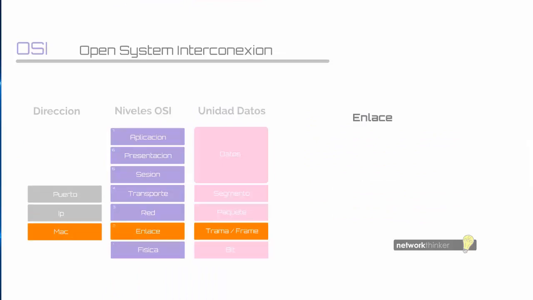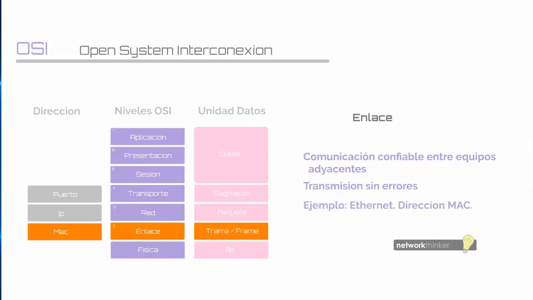Data link layer. Its job is to provide reliable communications between adjacent terminals. It transforms bits into frames and frames into bits. It takes care of physical addressing, network topology, network access, error notification, etc. On this layer, the protocols carry out error control. One very recognizable layer 2 protocol that we all have at our homes is Ethernet. The data unit is the frames.